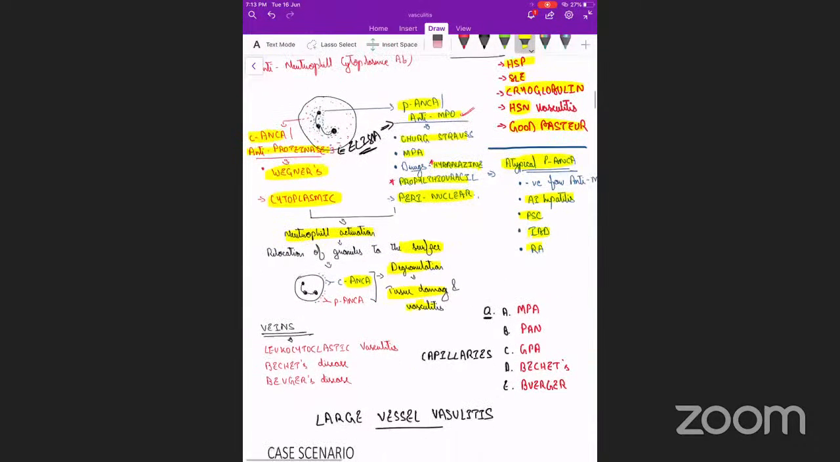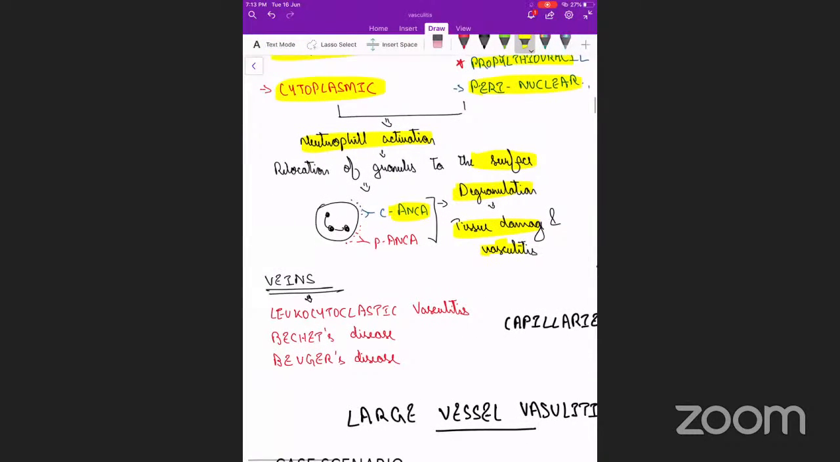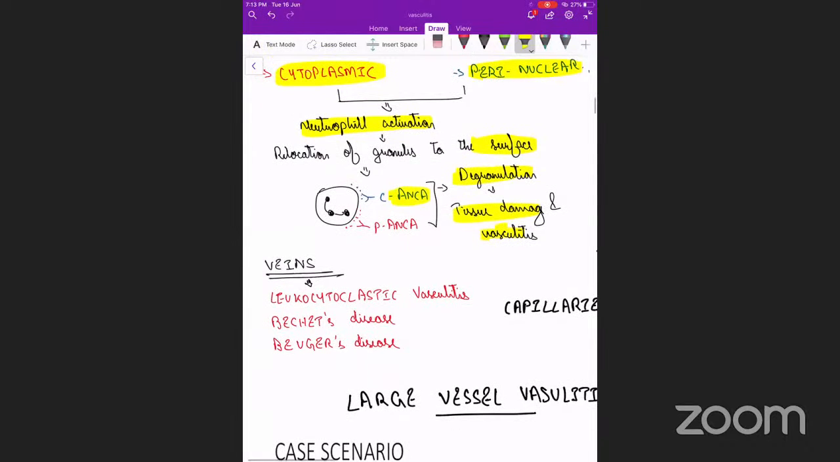Okay, so next, something else that can be asked in our MCQs is, which of them predominantly involves veins? This can be asked in PGI type, like which of the following involves veins, or it can be asked as a single word, single answer type, which of the following does not include the veins? So that's why this is important. This is taken from Robbins table. So it is very important. Again, it is a probable question in the future. It can be leukocytoclastic vasculitis, Behçet's disease, and Buerger's disease.